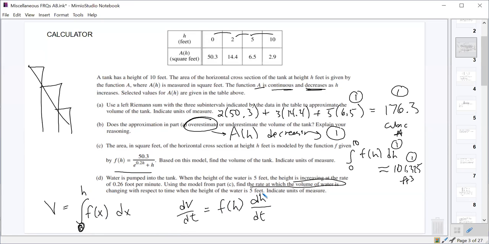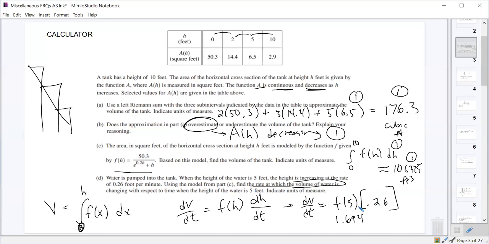So then all we've got to do is plug in all the values. We're talking about when the height is 5. So we've got dV/dt equals f of 5, and then the rate of change of the height at 5 is 0.26. So all we have to do is find f of 5, which you've got the equation for, and multiply it by 0.26. And that comes out to be 1.694.